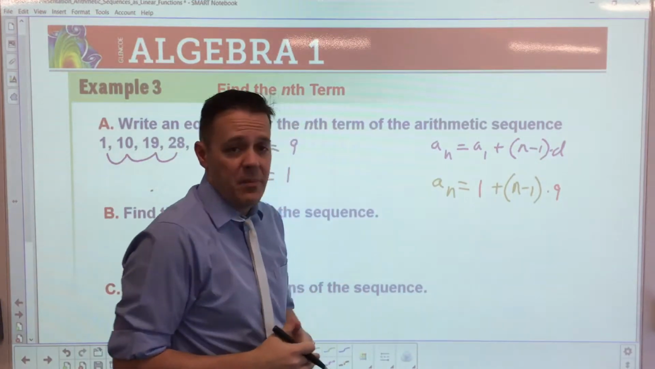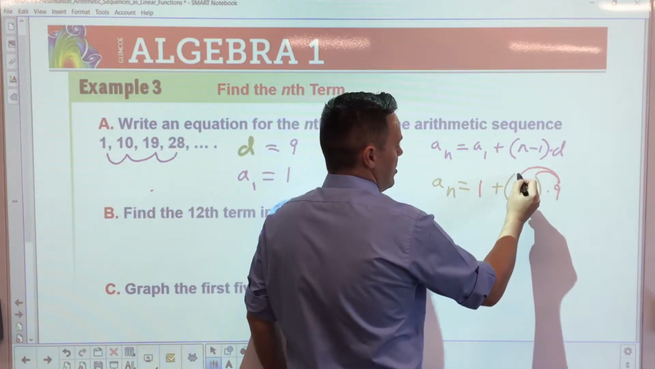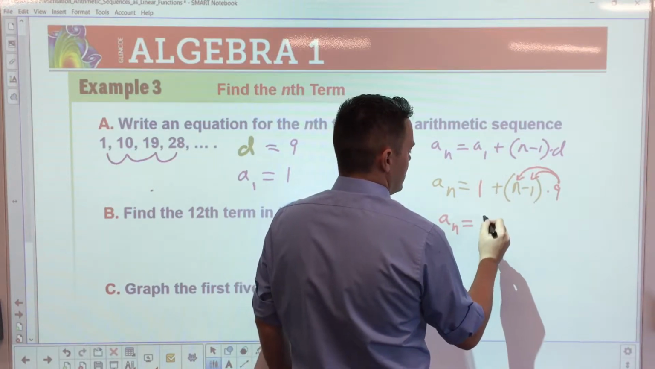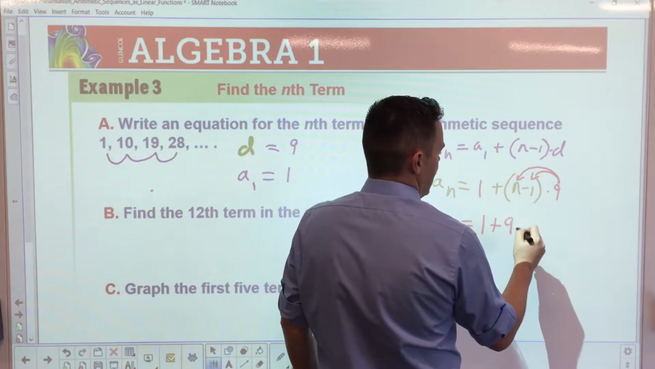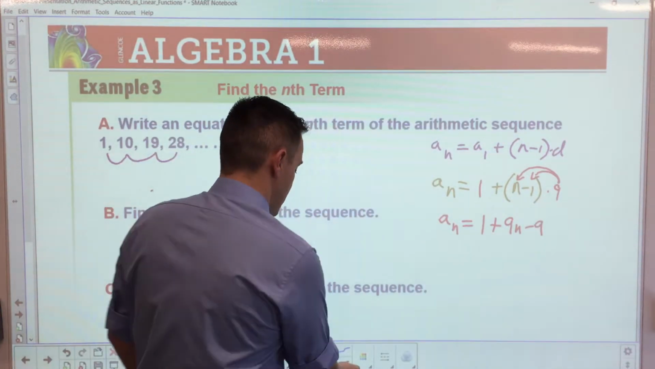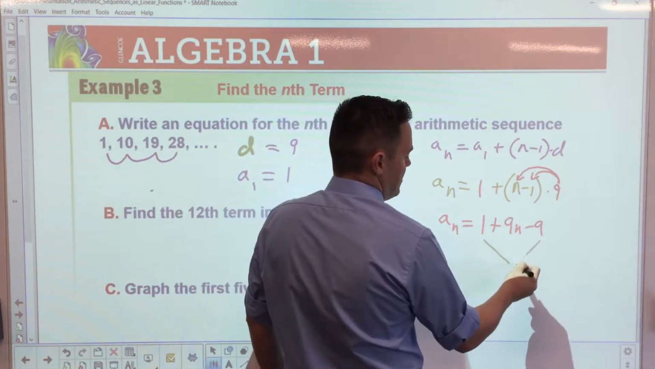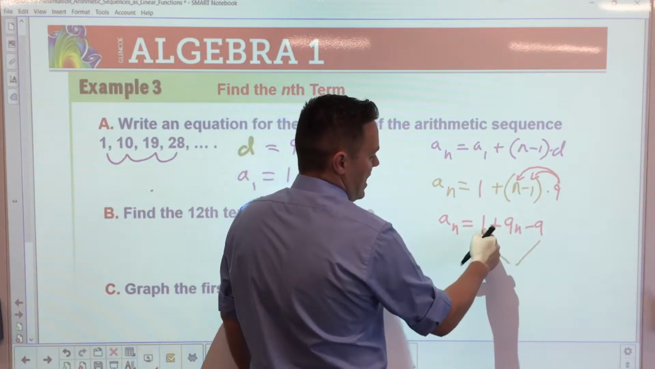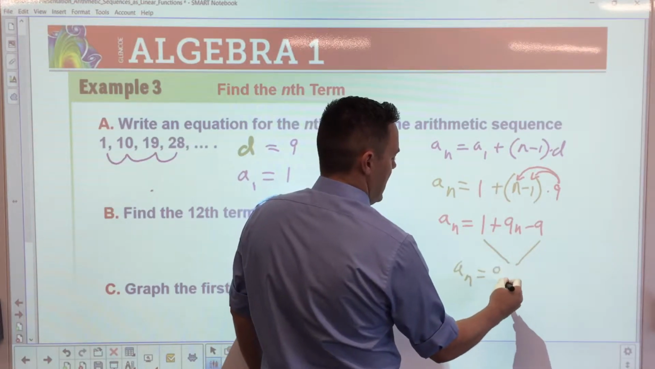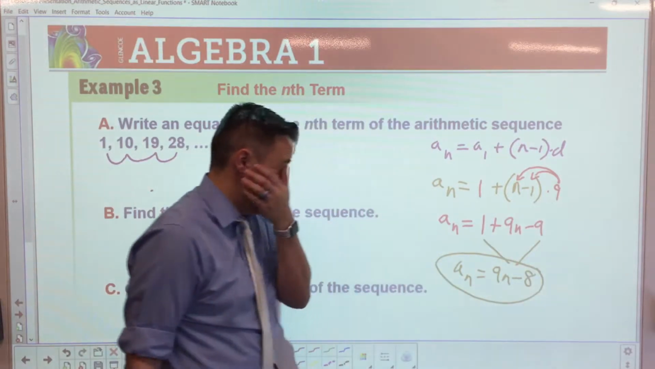Now, the next step would be to distribute. Distribute this into here and that into there. So you would have an equals 1 plus 9n minus 9. Then you combine like terms. So lastly, these would come down. What is negative 9 plus 1? The final equation would be an equals 9n minus 8. So there's your equation.